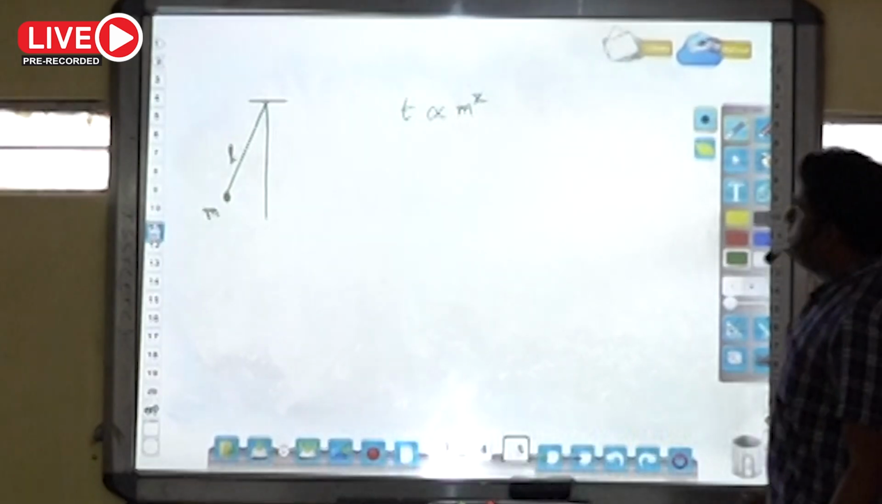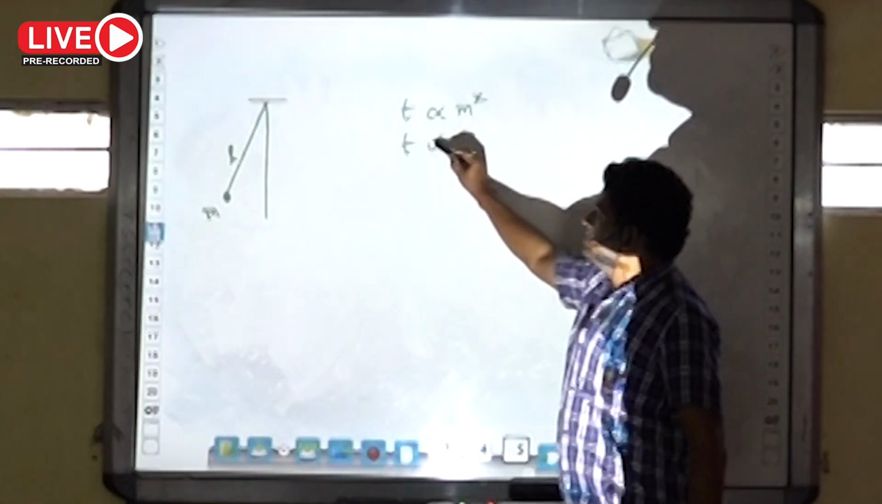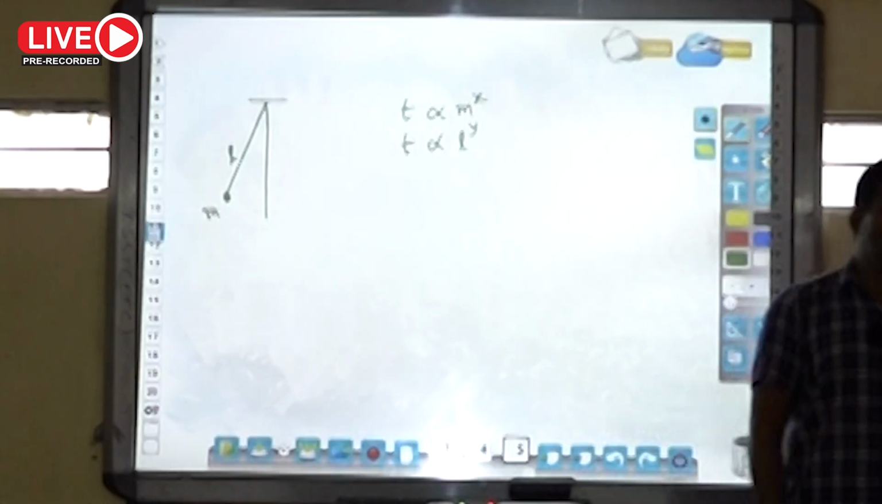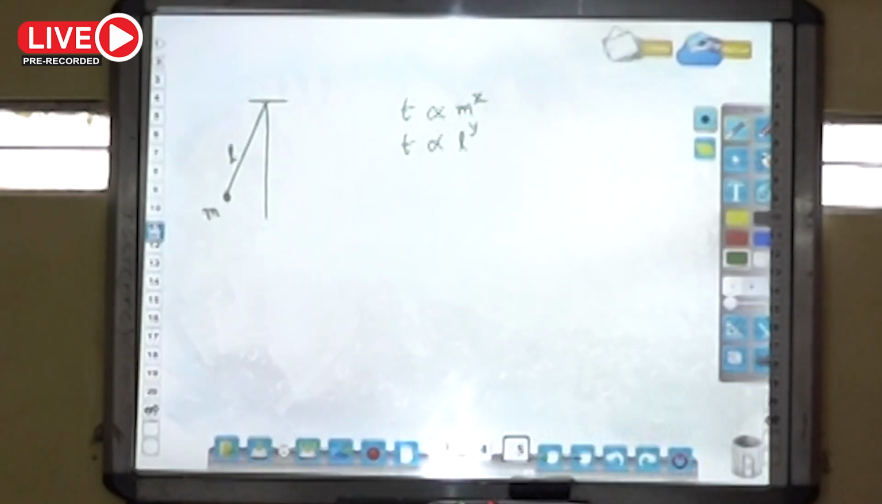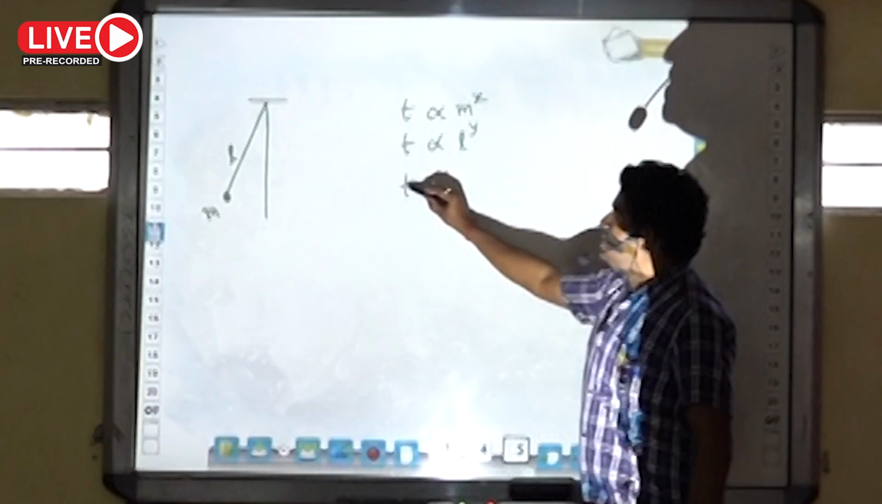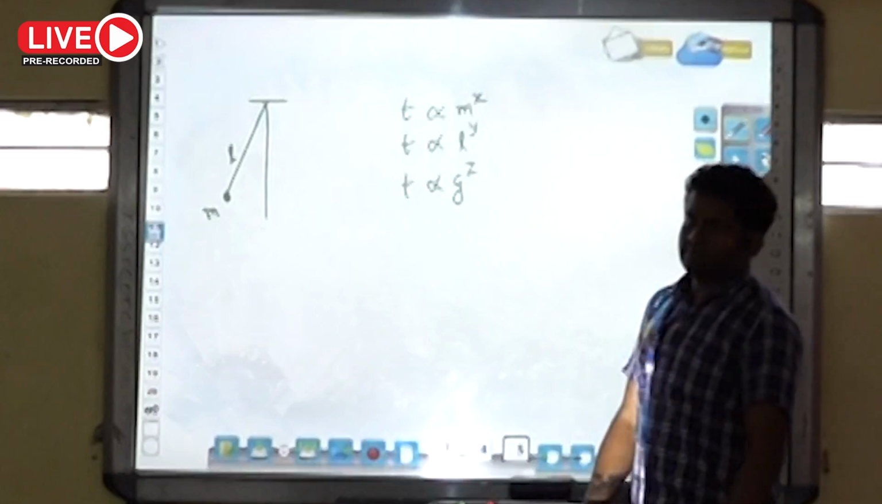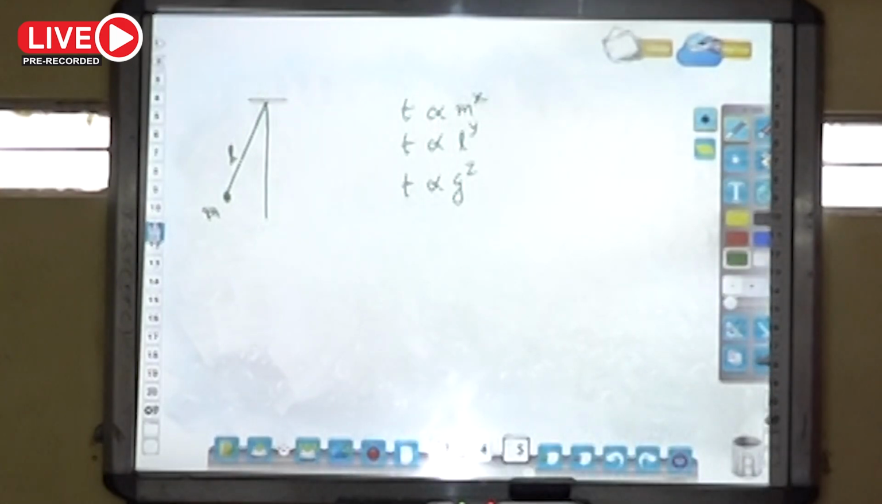Then I consider t is varying with the length of the cord. So we write l to the power y, because we don't know whether it varies with L square or with 1 by L square. So we write L to the power y. Similarly, we can write T proportional to g to the power z. Okay. So we consider that probably on these three factors, the time period of a simple pendulum depends.